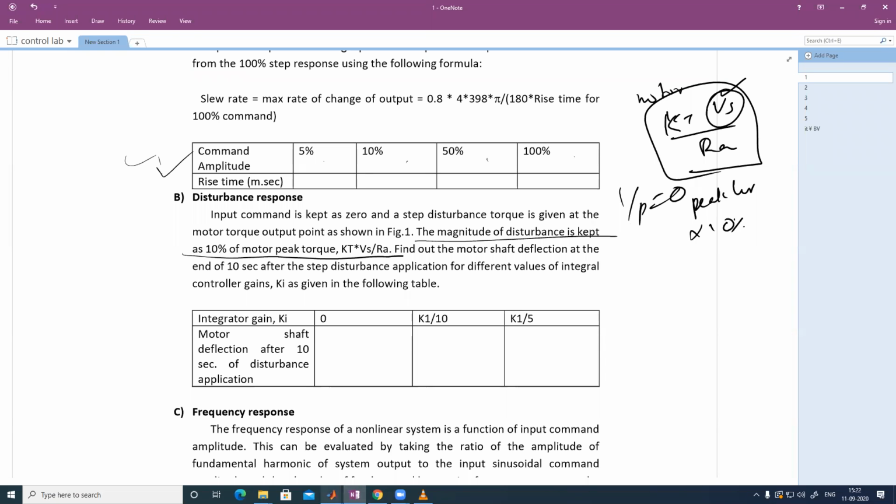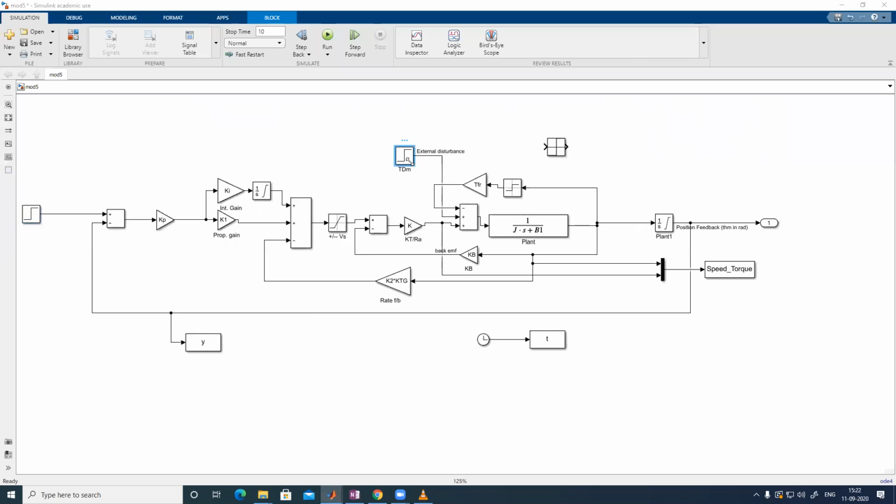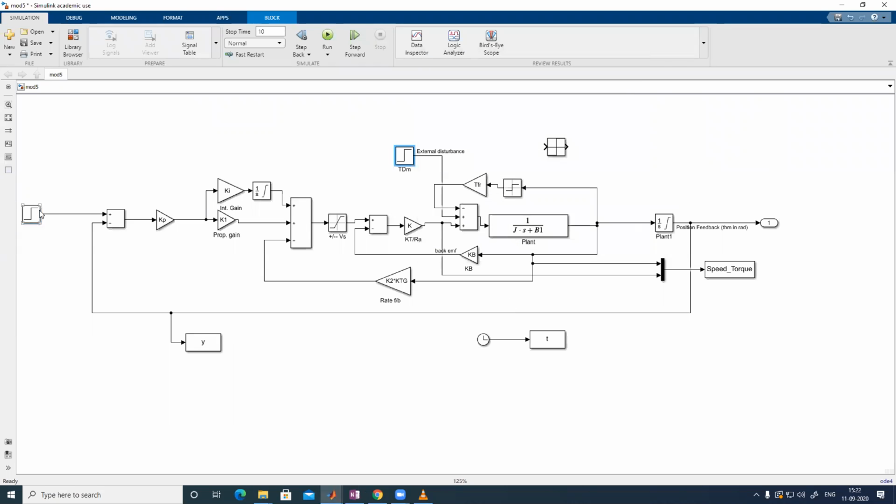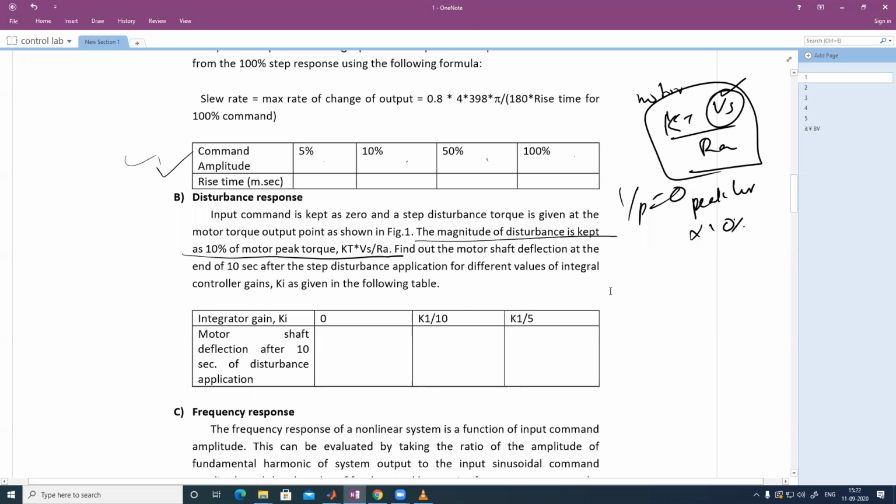So the disturbance input, in the second case, you have to give here, that is 10%. That is why this 0.1 is here: KT into VS by RA multiplied by 0.1. That is 10% of that value. That time this input will be 0. And you have to simulate the system, and you have to vary the KI value. KI value is the integrator gain. So for the integral controller gain, first keep it 0, then K1 by 10, then K1 by 5. And after the 10th second, you have to measure the motor deflection, theta.